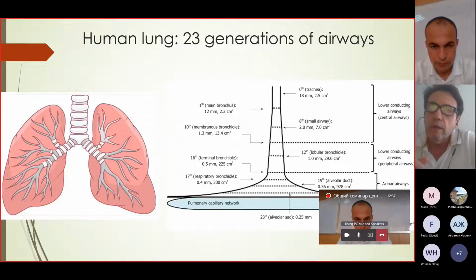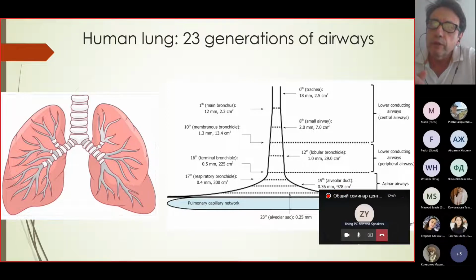First of all, of course, about human lungs, which you can see in schematic representation here. Human lungs contain 23 generations of airways, starting with the largest ones and going to the smallest ones. We will consider what is happening in the first 16 generations of bronchi and bronchioles, where mucus is produced, and I will explain all that.